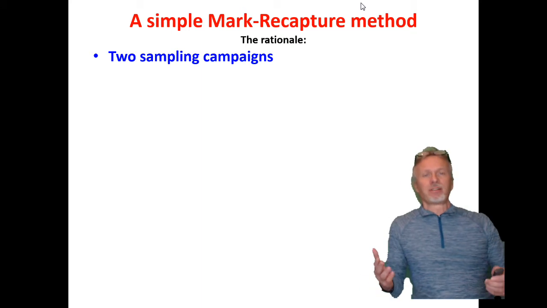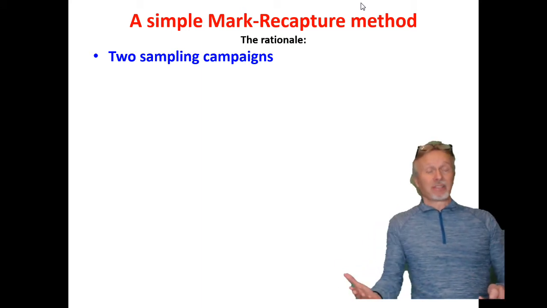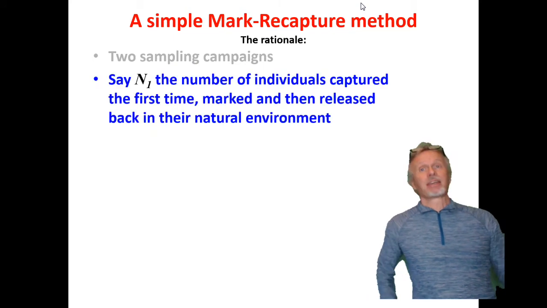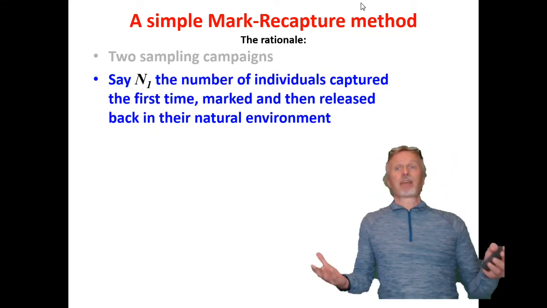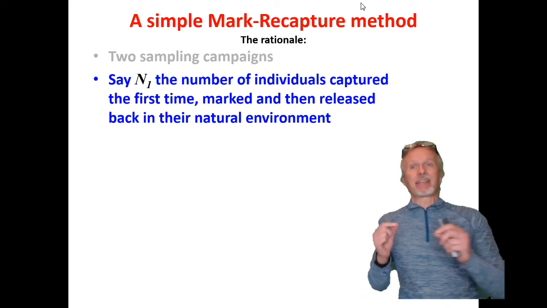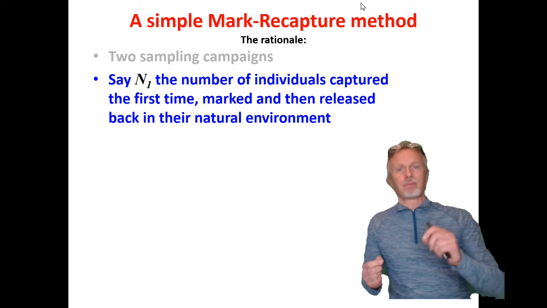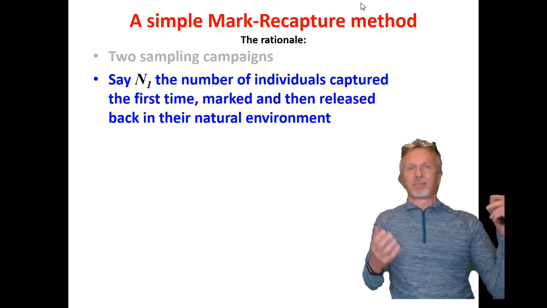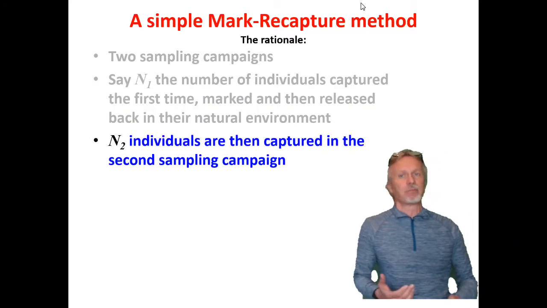Well, first of all, we have two sampling campaigns. We're going to get out in the field the first time, and let's say that we sample a certain number of individuals. We refer to that as N1, that is the number of individuals captured the first time. We mark them in some way. We put a plastic tag, we number them, and then we release them back into the natural environment.